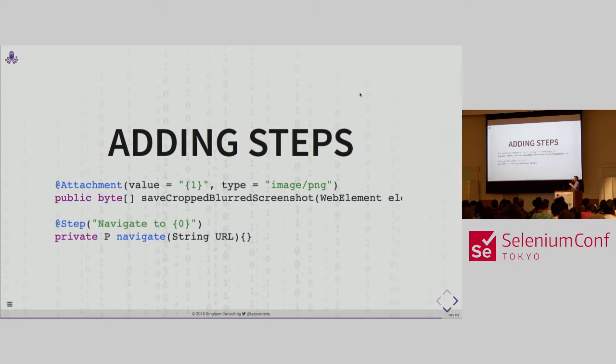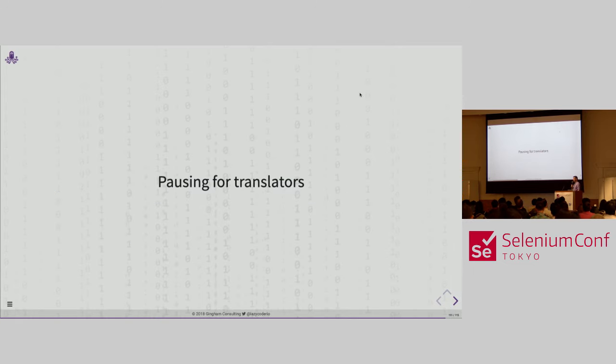So, here are some of the basic ones. Here we have a step and we have an attachment. The attachment attaches a screenshot to the report because that is super awesome. The steps are in there as well, and you put them in essentially on the lowest level action possible. So clicking on this element, typing in this text into this element, and it makes the reports look amazing.